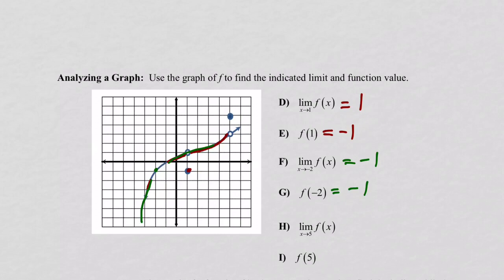And then one more time, looking at letter H. H, we have the limit as x approaches 5. Positive 5 would be right here. That's the y value. As we approach that limit value along the curve, we are approaching the y value of 3. And f of 5 is the solid point at positive 5. So again, H and I would be examples where the limit value and the function value are not the same.